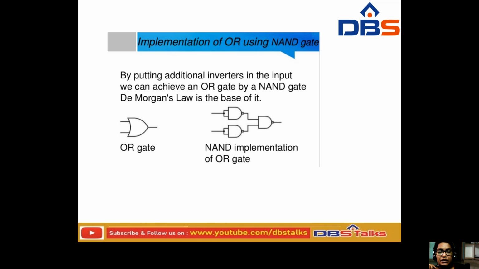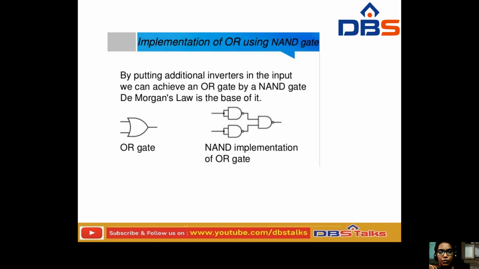So if you are having only NAND gates, and we need an OR gate to design a circuit, then the OR gate is not available to design that circuit. Then finally, what you have to do is put additional inverters at the input, and from that we can achieve an OR gate with NAND gates. This is implemented by using De Morgan's law itself.